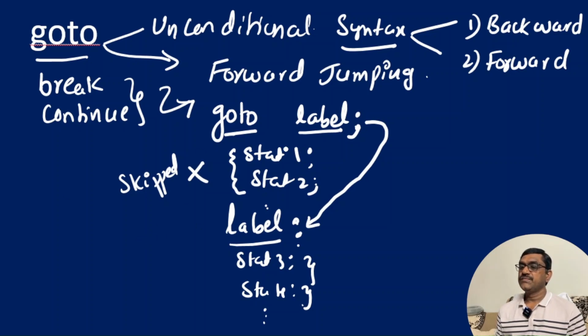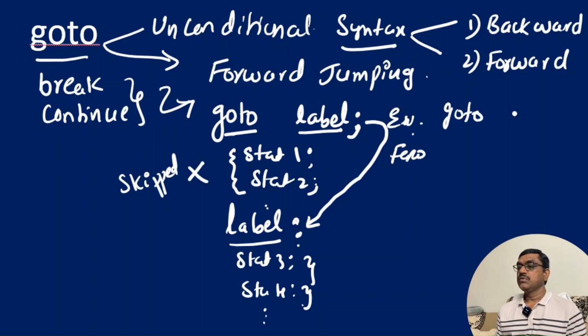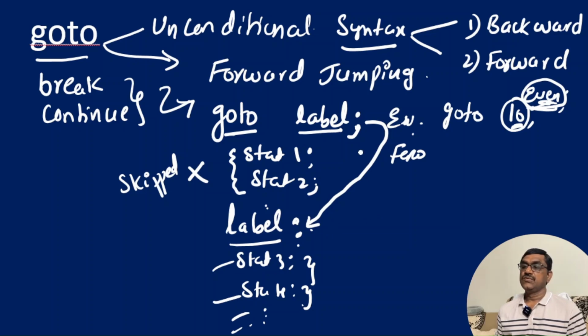This is called forward jumping. For example, you can write goto 10, or instead of 10, you can write goto some even. You can give any type of label name, and it directly jumps to the label 10 or label even, and statement 3, statement 4 are executed. So we are moving forward, jumping forward, or branching forward. This is called forward jumping. This is the syntax.